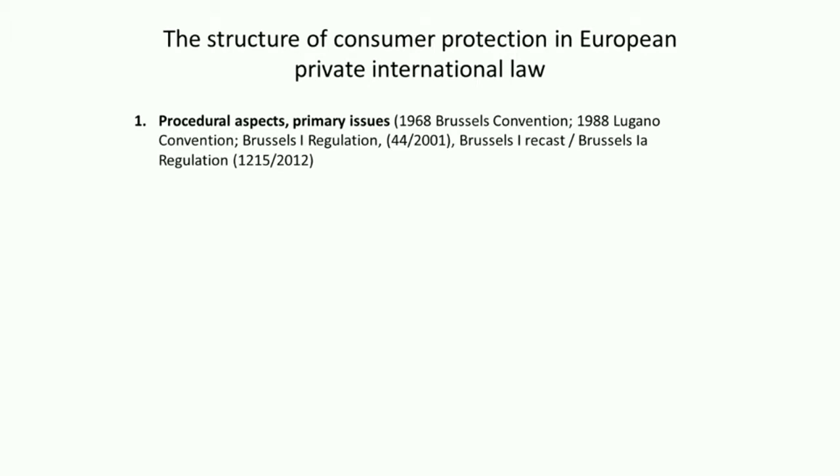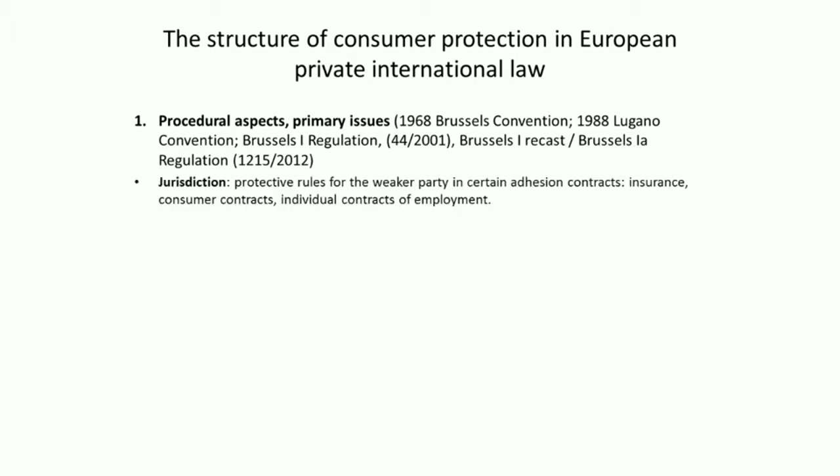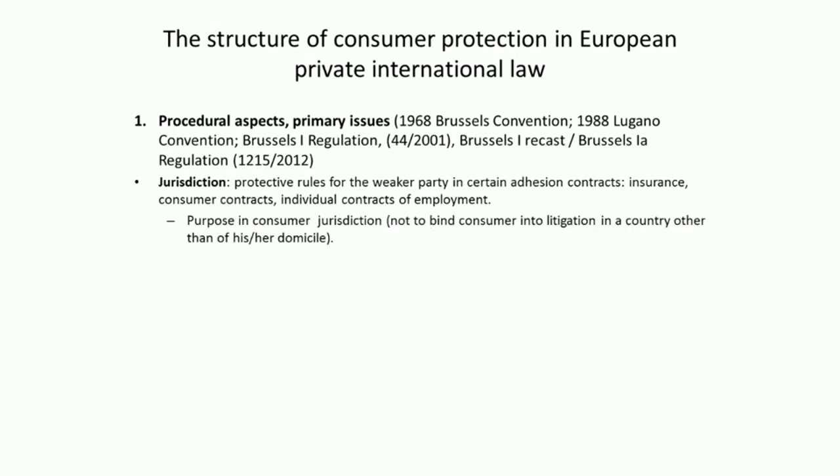That's jurisdiction, recognition, and enforcement, and we all know very well the major legal sources from the Brussels Convention on Jurisdiction and Recognition and Enforcement in civil and commercial matters until the most recent Brussels I recast Regulation, where the rules of jurisdiction give more protection to a so-called weaker party, not only in consumer contracts. There's a list of contracts which are typical for adhesion, where one party has only one choice: to adopt it or take it or leave it. Insurance, consumer, and individual employment contracts.